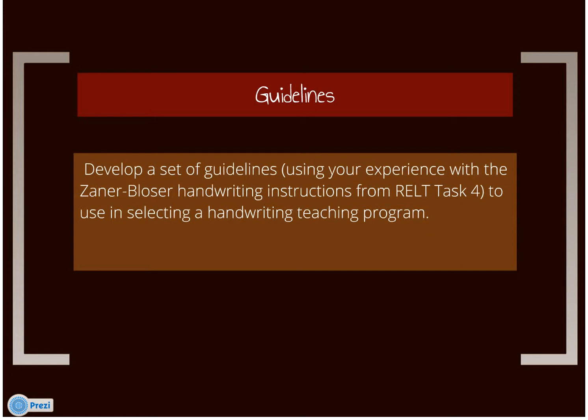I would say include about 4 to 5 guidelines. 4 things you want in a program and 4 reasons why you want them in that program. So think about things that you would want in a handwriting program. Do you want adaptations for special needs students, for example? That would be your guideline. And why do you want it? And again, include about 4 to 5 of these.